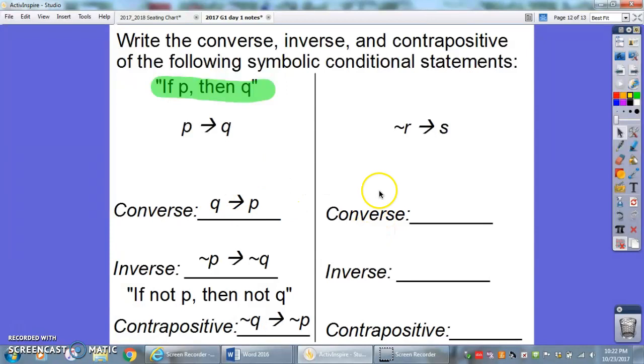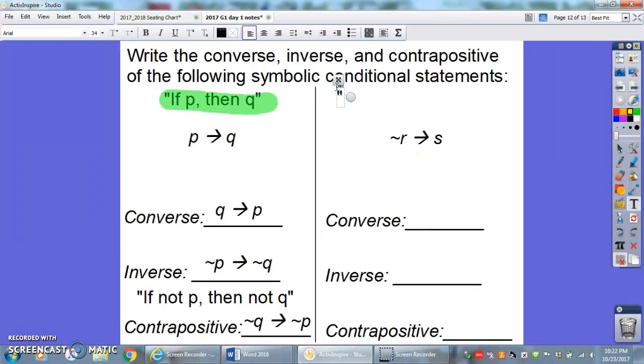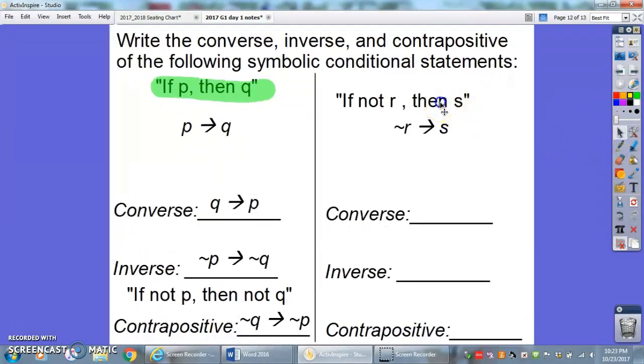Alright, let's try another one. So we have to do the converse, inverse, and contrapositive of the statement. And just to translate it, you would say if not R, because there is a squiggle in front of the R. So if not R, then S. So that's how this statement would translate into words, okay? So we're going to go ahead and do the converse, inverse, and contrapositive.